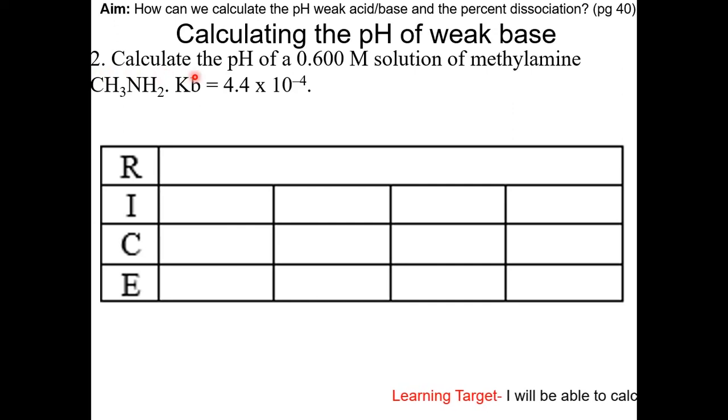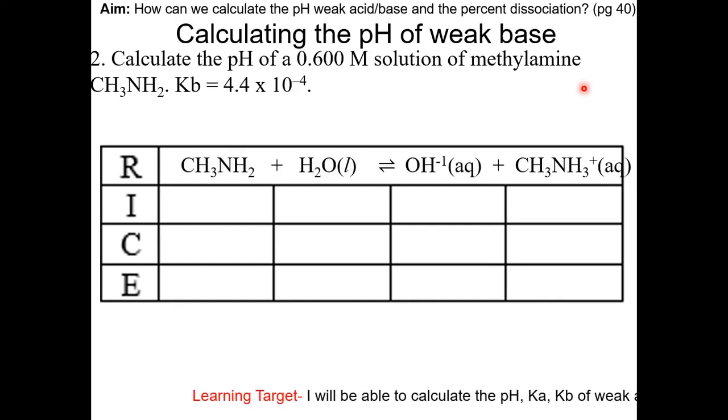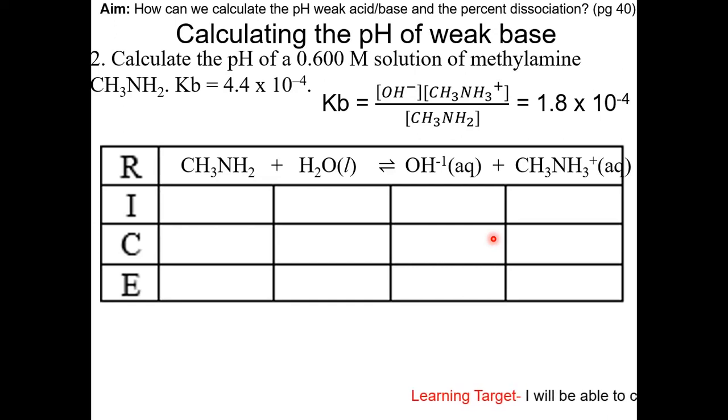Question 2. Calculate the pH of a 0.6 molar solution of methylamine. We are given the Kb of methylamine, which is a weak base. The first step is to write the chemical equation of methylamine. Next, we're going to write the Kb equilibrium expression for methylamine.